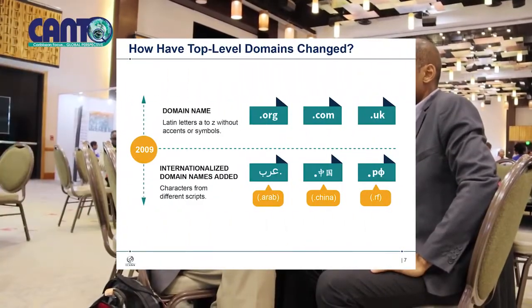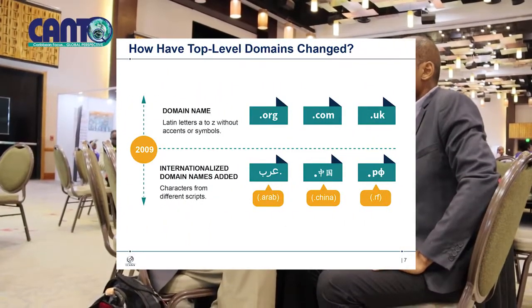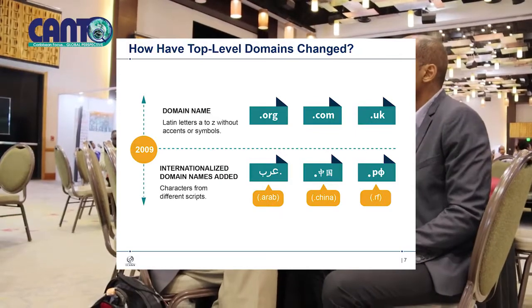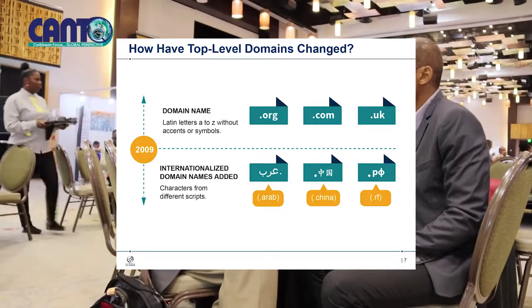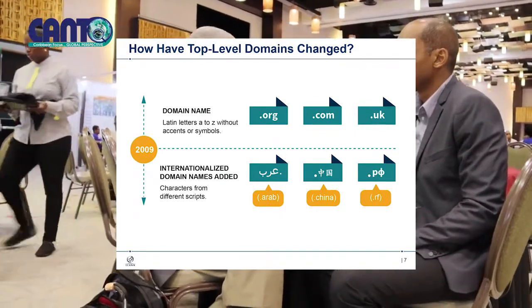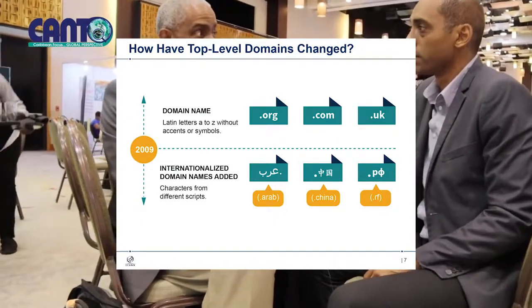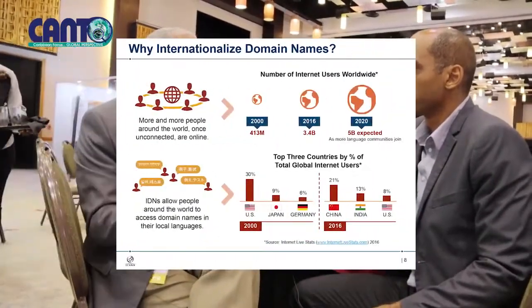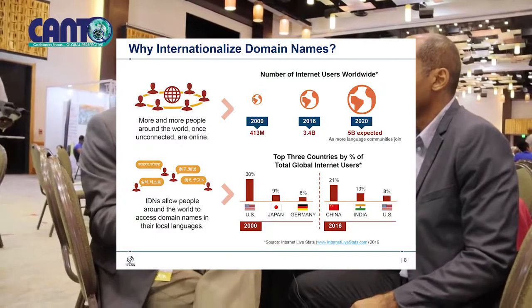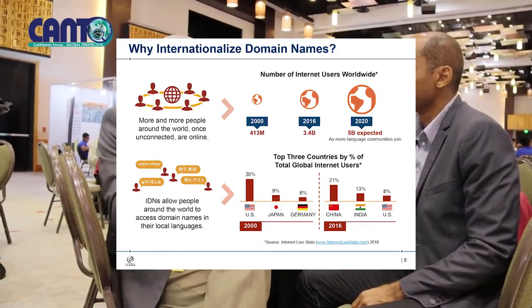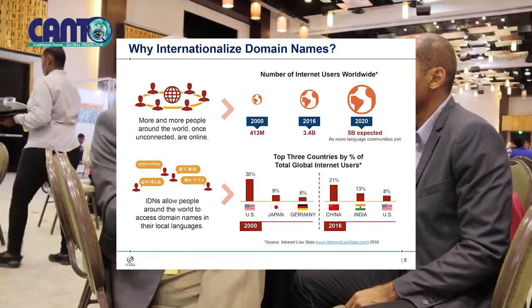And in addition to that, there are new names called internationalized domain names. This is where, instead of having Latin characters from A to Z or numbers from 0 to 9, you can actually use Chinese characters, Indian characters, Russian characters, Arabic characters, so that users from those countries can access the internet in their own local script.